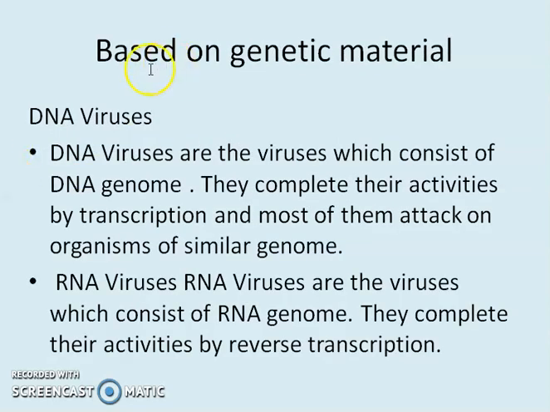Now all of you know that based upon the genetic material, we can broadly classify viruses into DNA viruses and RNA viruses. DNA viruses are those which consist of a DNA genome, and they complete their activity by transcription, and most of them attack organisms with a similar type of genome, a DNA genome. RNA viruses carry an RNA genome, and they complete their activities using a process known as reverse transcription. By using the reverse transcriptase enzyme, they convert the RNA into DNA and perform their activities.